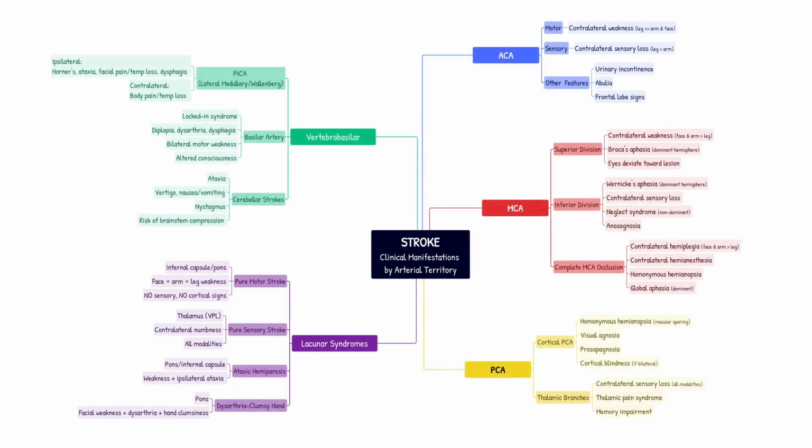To summarize, understanding arterial territories helps you predict a stroke presentation. ACA affects the leg more than arm. MCA affects face and arm more than leg. PCA causes visual deficits. Vertebrobasilar affects the brainstem and cerebellum, and lacunar strokes present with classic pure syndromes. Knowing these patterns is essential for localizing lesions and managing stroke patients.